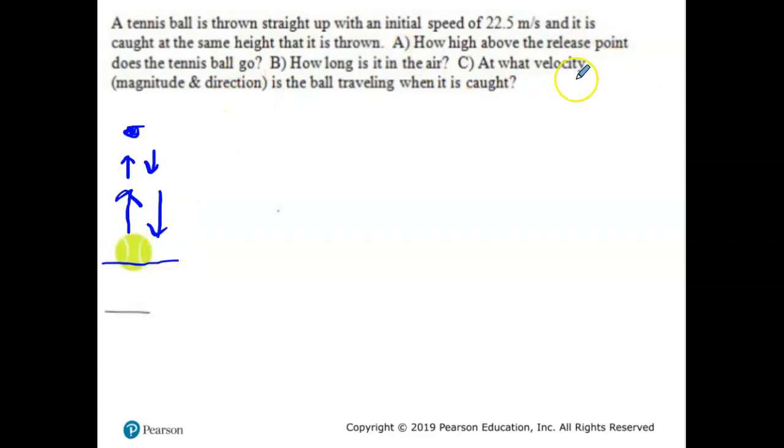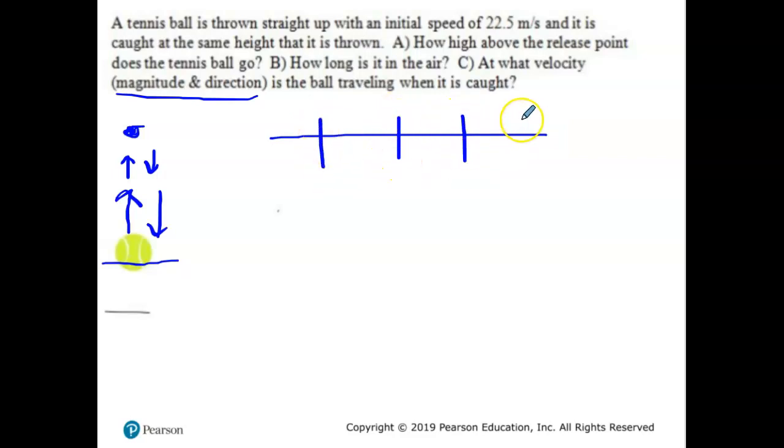We want to know how high above the release point the ball goes, how long the ball is in the air, and then at what velocity, magnitude and direction, the ball is traveling when it's caught. That sounds hard, but it's not that bad. All right. So again, setting up the table. Same 5 variables: change in position in the y direction, or displacement in the y, initial velocity, final velocity, acceleration due to gravity, and time.